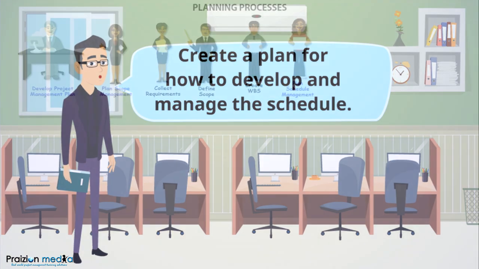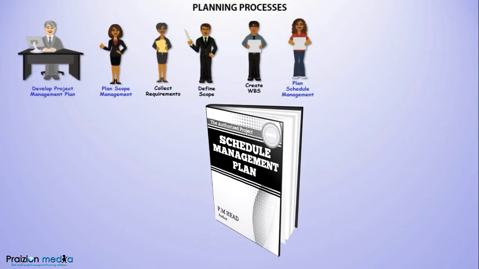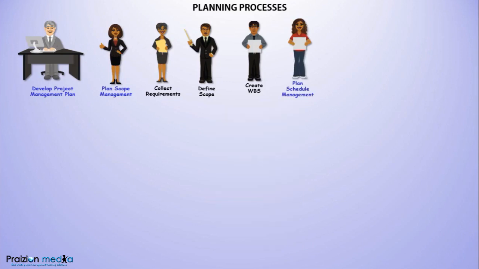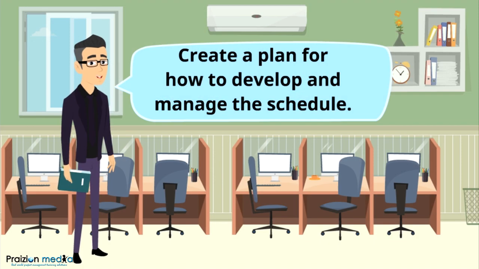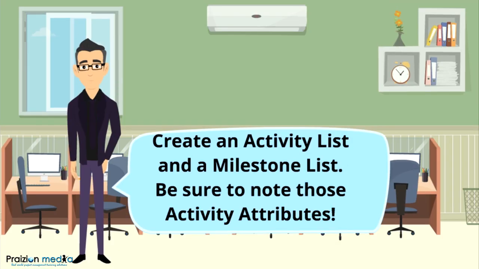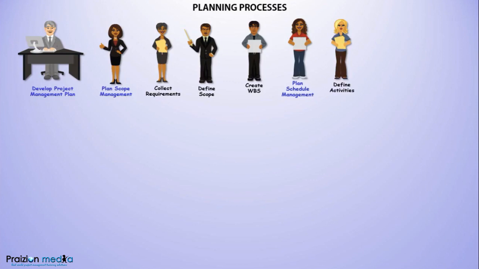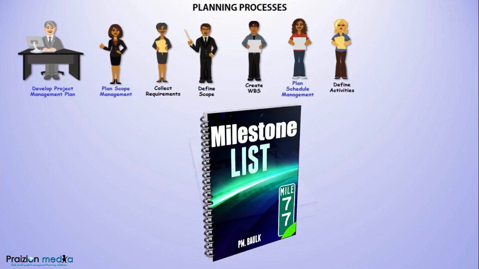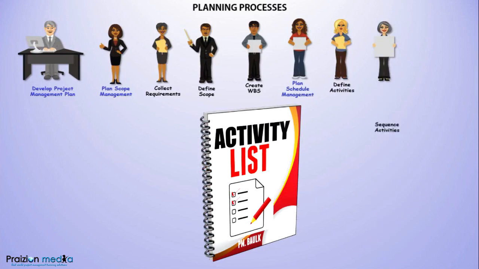This is where the team creates a plan for how to develop and manage the schedule. There are lots of scheduling tools, but we need to be intentional about how our schedule is developed. How many people will be involved? When will it take place? How often will these tasks in the schedule be reviewed? The next process here is define activities, where these tasks in the schedule are first of all listed out. The major output is an activity list.